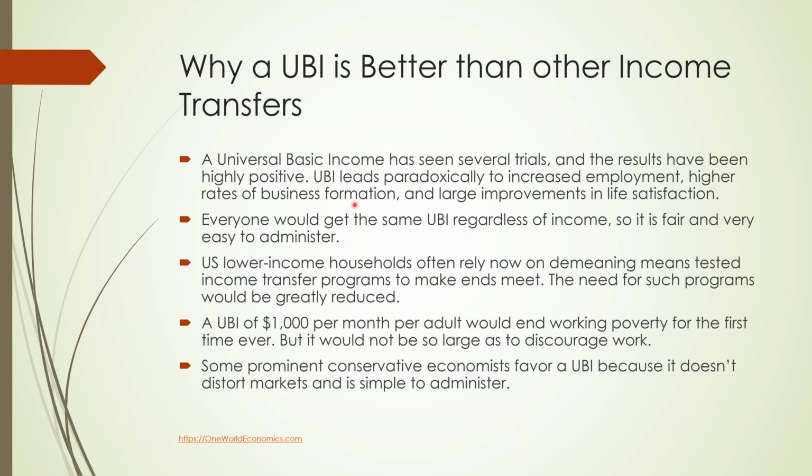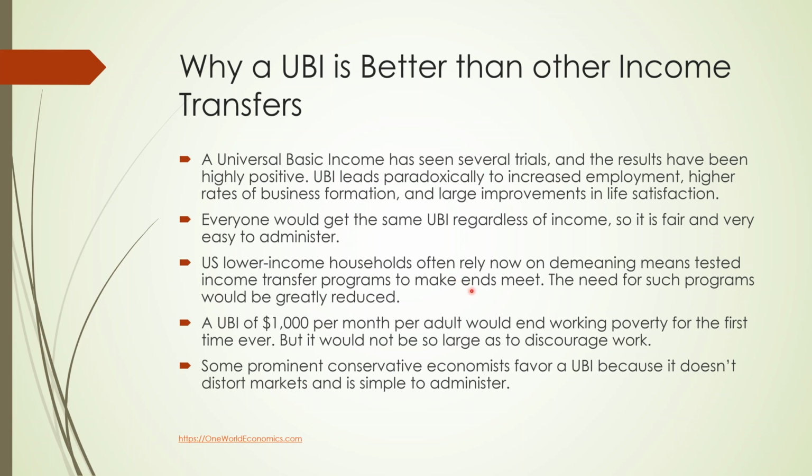U.S. lower income households often rely now on demeaning means-tested income transfer programs to make ends meet. This is especially true in rural areas. The need for such programs would be greatly reduced. A UBI of $1,000 per month per adult would end working poverty for the first time ever, but it would not be so large as to discourage work.